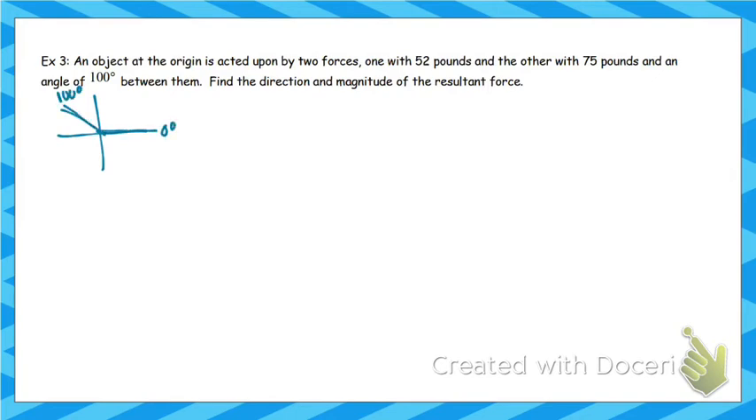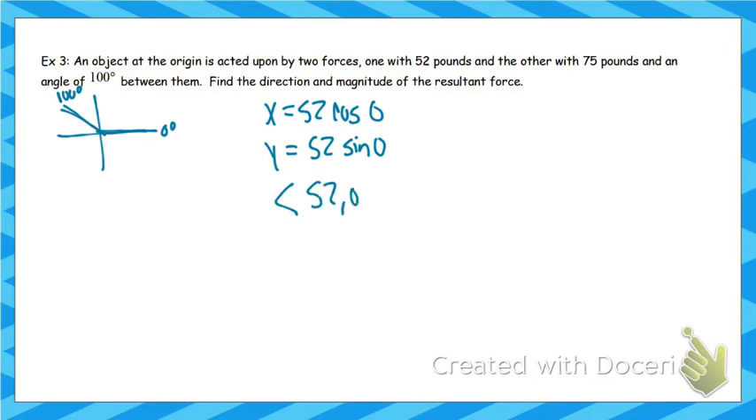So let's find the first one. It doesn't matter which one's which, we're going to end up with the same resultant, whichever way we do it. So I'll go ahead and make the first one 52 pounds of force. So for my 52 pounds, x would be 52 cosine 0, y would be 52 sine 0. Again, you could use your unit circle values for this, but I would get 52, 0 as my component form.